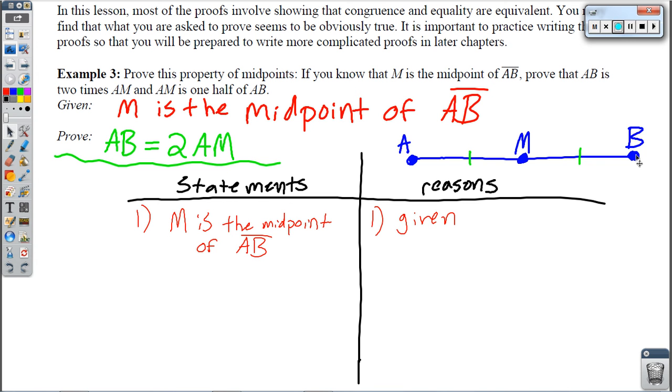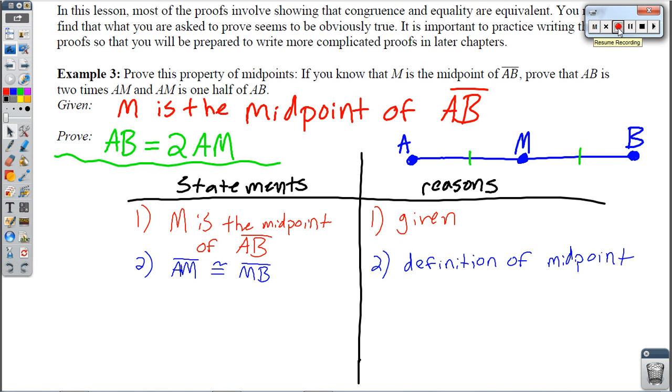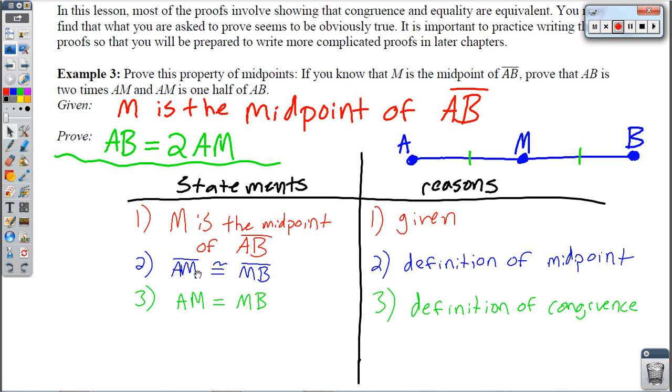So that's going to be step 2. Once we've said that these two segments are congruent to each other, we can say that the lengths of those two segments are equal to each other. That's what it means for segments to be congruent. It means that they have the same length. So that's going to be step 3. Again, when you have segment AM with a line written above it, that's talking about the object itself, that this segment is congruent to this segment. Then in step 3, we have just the letters AM equal to the letters MB. Remember, that means the distance between A and M is equal to the distance between M and B, or the lengths of those segments.